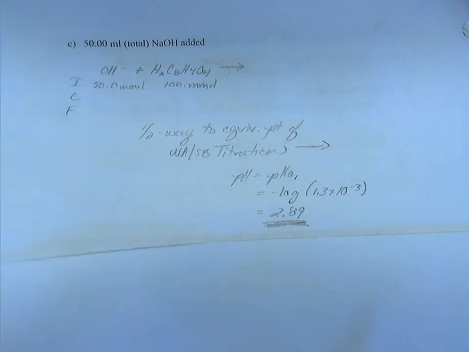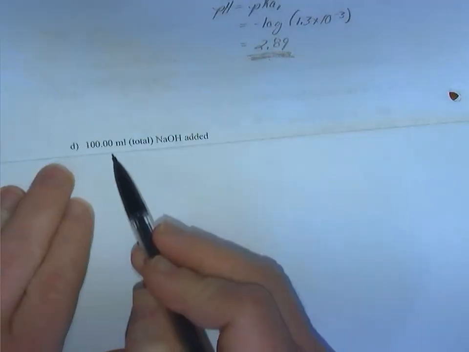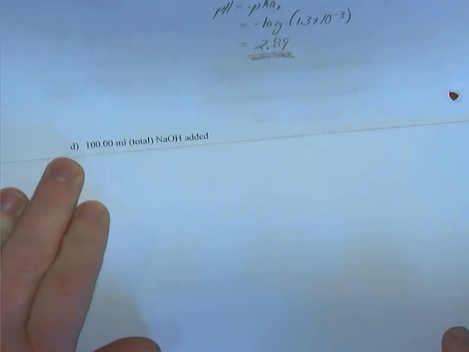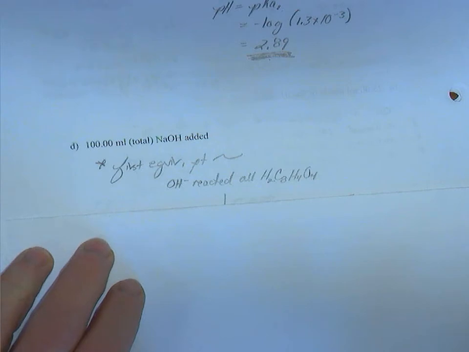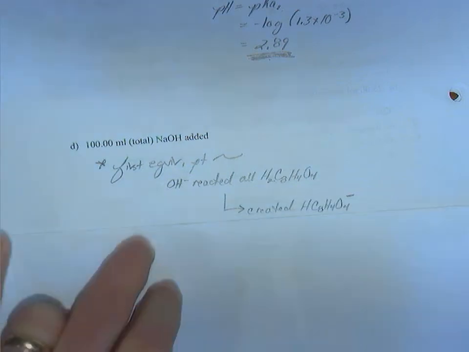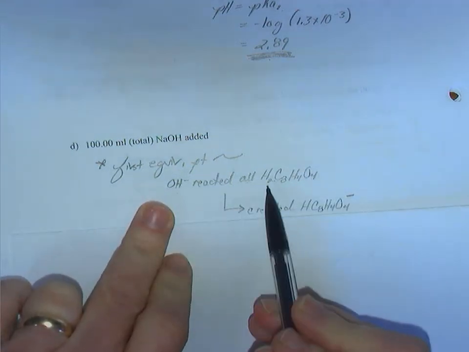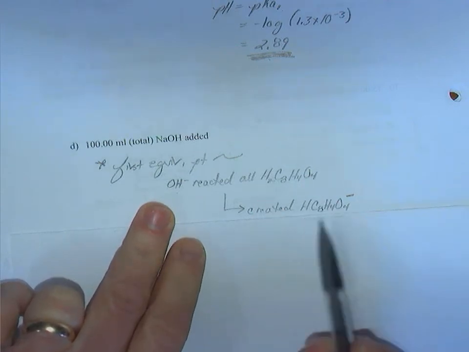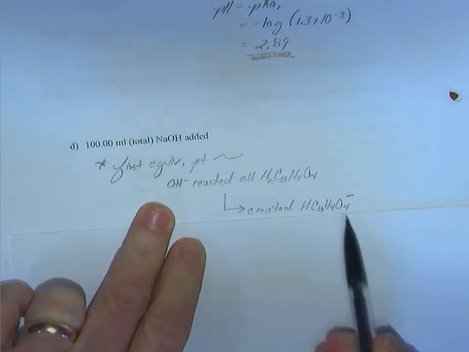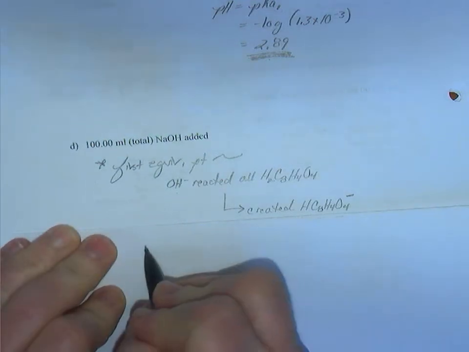All right, so where are we next? When we've added 100 milliliters. Okay, so we're at the first equivalence point. The hydroxide has reacted all of this original acid away, and we just have the HC8H4O4. All right.